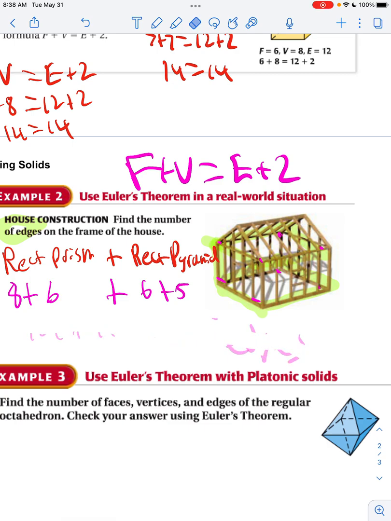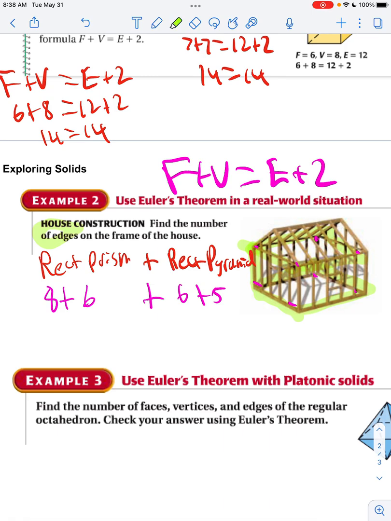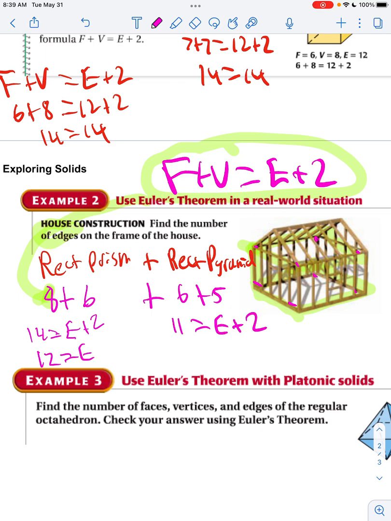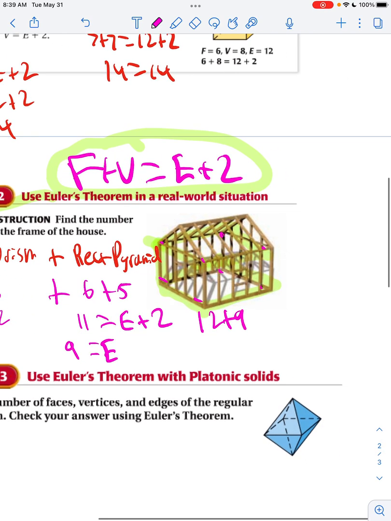Actually, let's double check. If we substitute this in, if that equaled 14, 14 equals E plus 2, that means my edges is actually 12. Same thing over here. If my faces plus my vertices equaled 11, then I'm going to have to say that my edges equal 9. So 12 plus 9 gives me 21 edges.